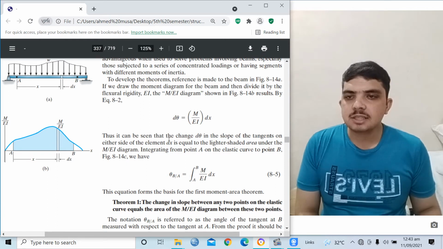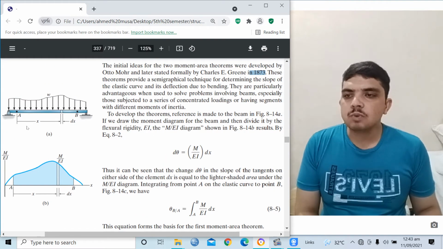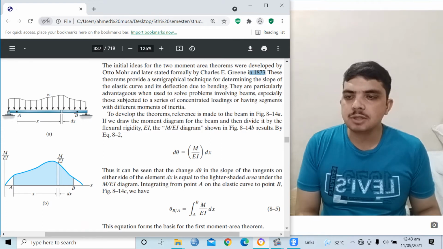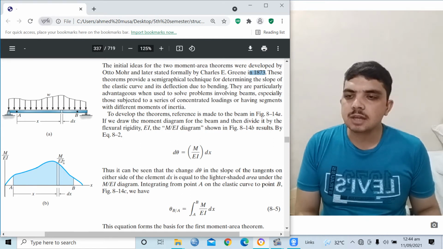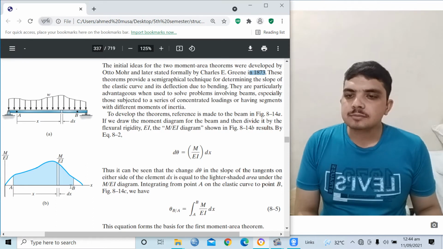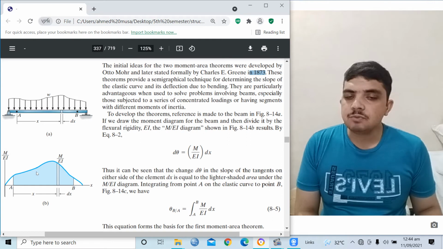Thus, it can be seen that the change in d theta, the slope of tangent on either side of the element dx, is equal to the lighter shaded area under the M by EI diagram integrating from point A to point B of the elastic curve. For example, we need to find the angle between A and B. This is point A and this is point B. Now what will we do in this situation? We will find the M by EI diagram area from point A to point B. Then we divide this area by EI.